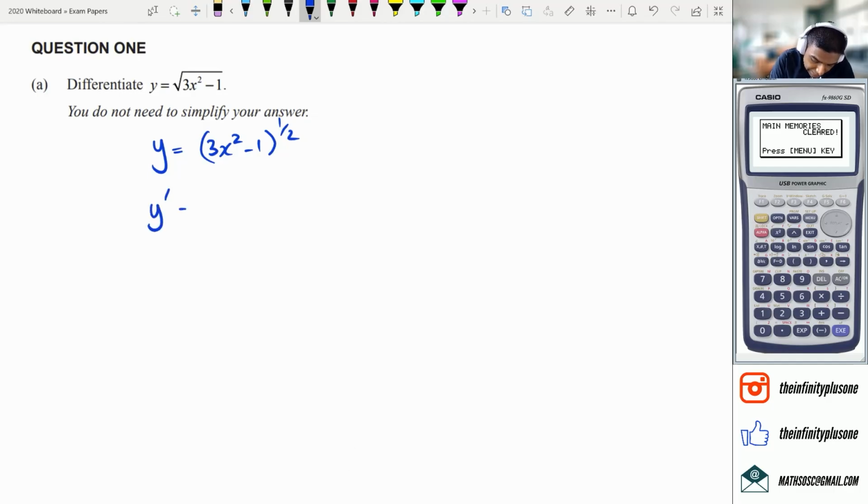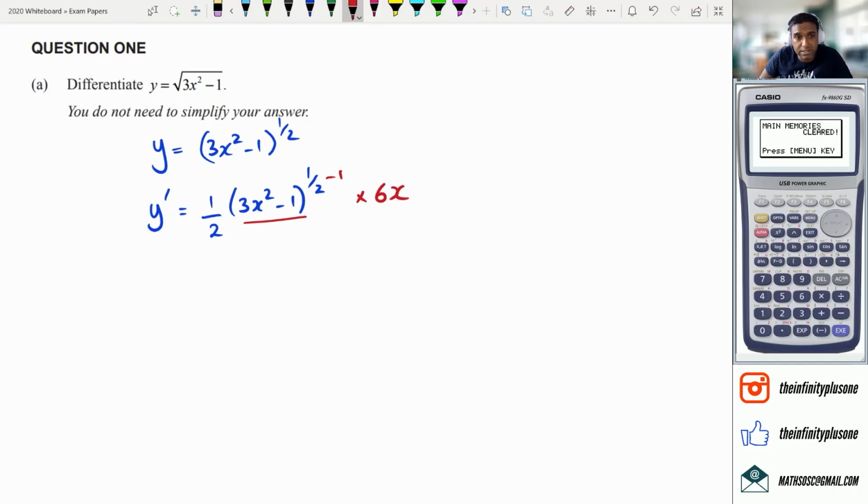So we're going to get y dash is equal to, bring the half in front. I've got 3x squared minus 1, and of course I've got to take away 1 from the power, and I've also got to multiply it by the differentiation of whatever's inside the bracket. So inside the bracket, when I differentiate 3x squared minus 1, I'm going to get 6x. So I am just going to multiply that 6x towards the end.